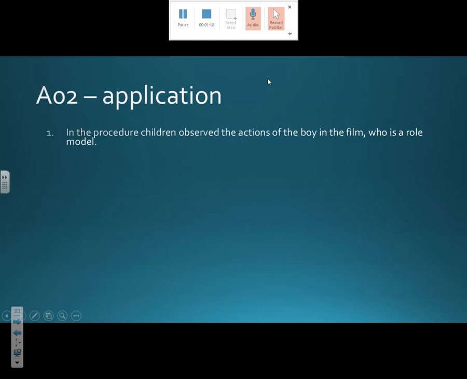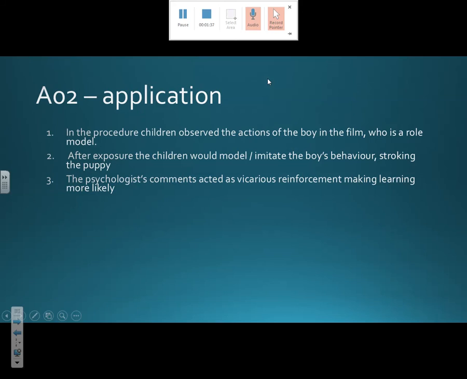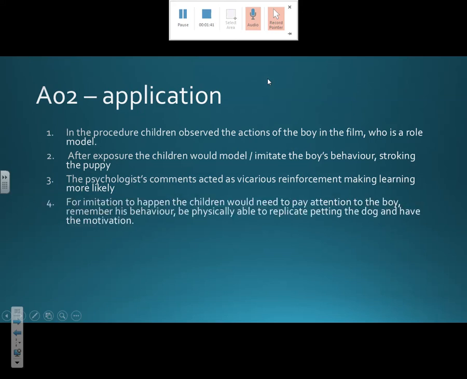And then the application. One thing that you need to mention in the procedure, children observe the action of the boy in the film who is a role model. So you need to mention the boy in the film who's a role model. After exposure, the children would model or imitate the boy's behaviour, stroking the puppy. So you must mention modelling and imitation, and you must also make sure it's application. So talk about stroking the puppy. The psychologist's comments acted as vicarious reinforcement, making the learning more likely.